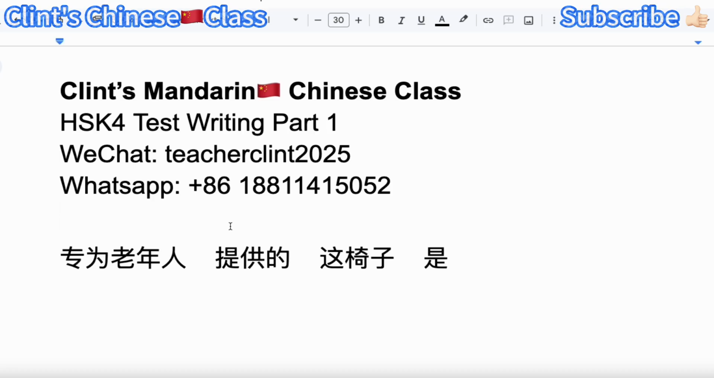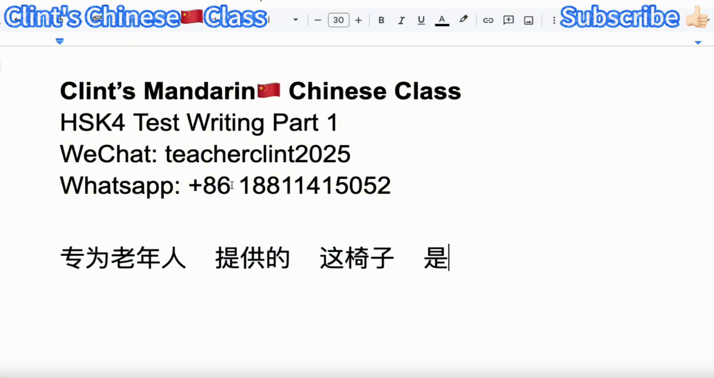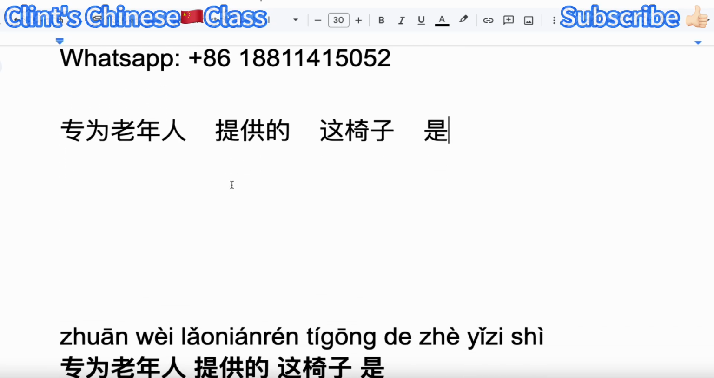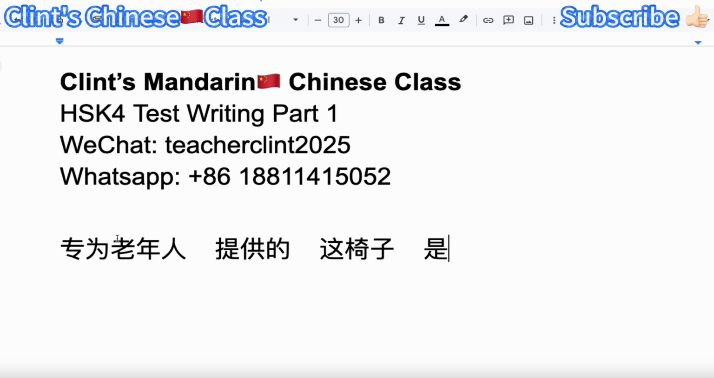In this lesson, we'll continue to analyze HSK4 writing test part 1. Now rearrange these words and phrases to make the correct sentence. Okay. As I said, know the vocabulary. That's the first step. What's the meaning of these?